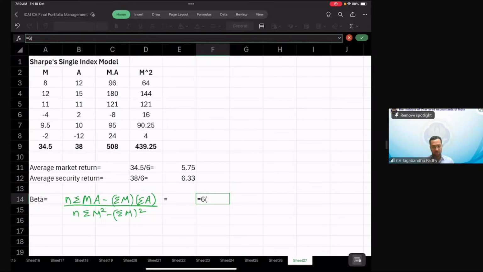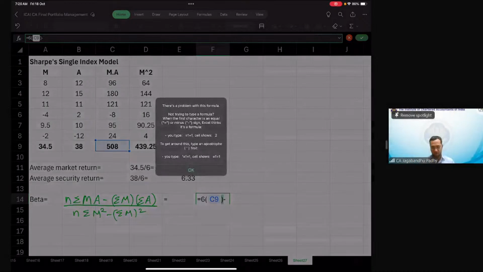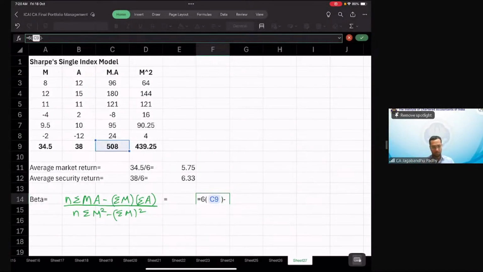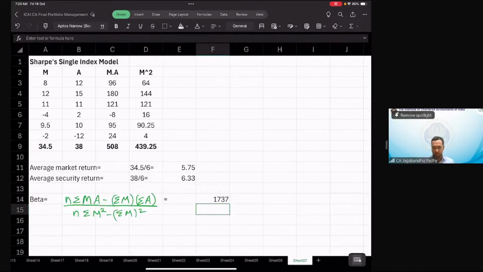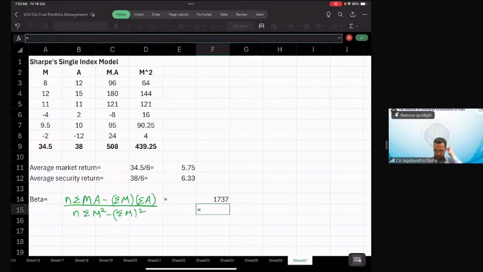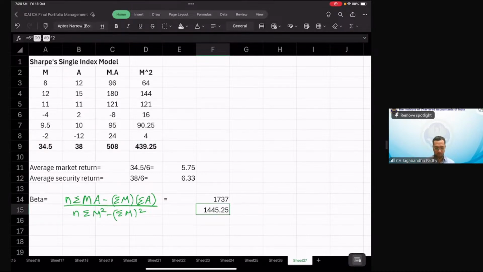So n will be 6 into summation ma 508 minus summation M multiplied by summation A. That's the numerator. Denominator will be like 6 into summation M square minus summation M the whole square. So it's 1445.25.